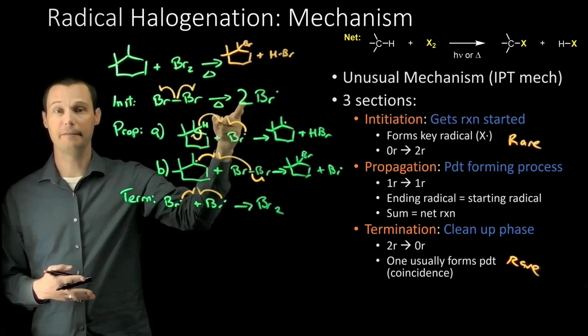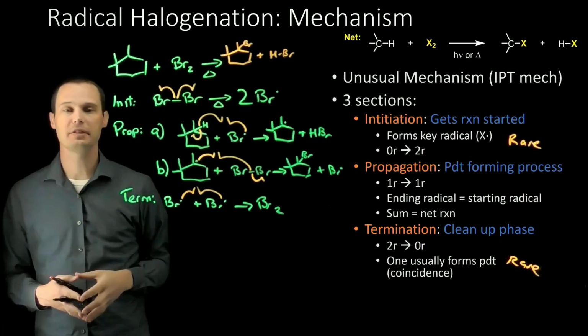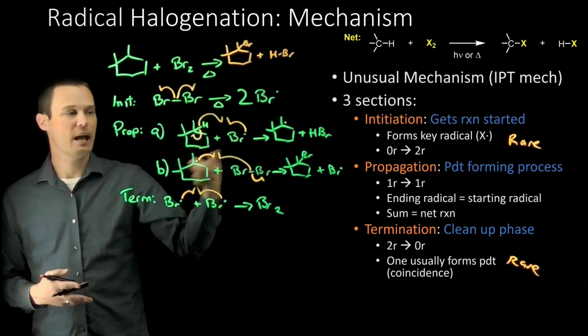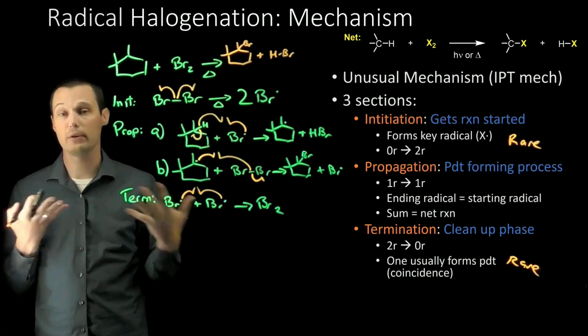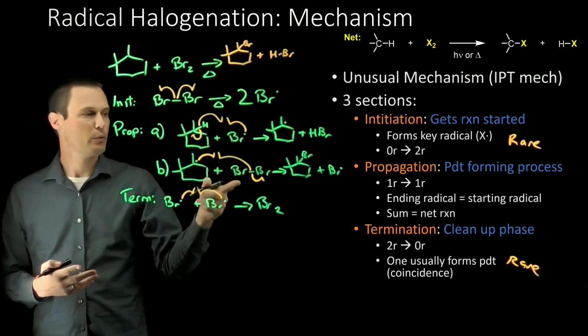Remember, this process was unfavorable to begin with, and so the reverse process is favorable, as long as 2 radicals can find each other in solution. Remember, this doesn't happen very often, so the likelihood of any 2 radicals actually finding each other, actually forming a bond, is relatively rare. So Br dot is one of the radicals in solution.